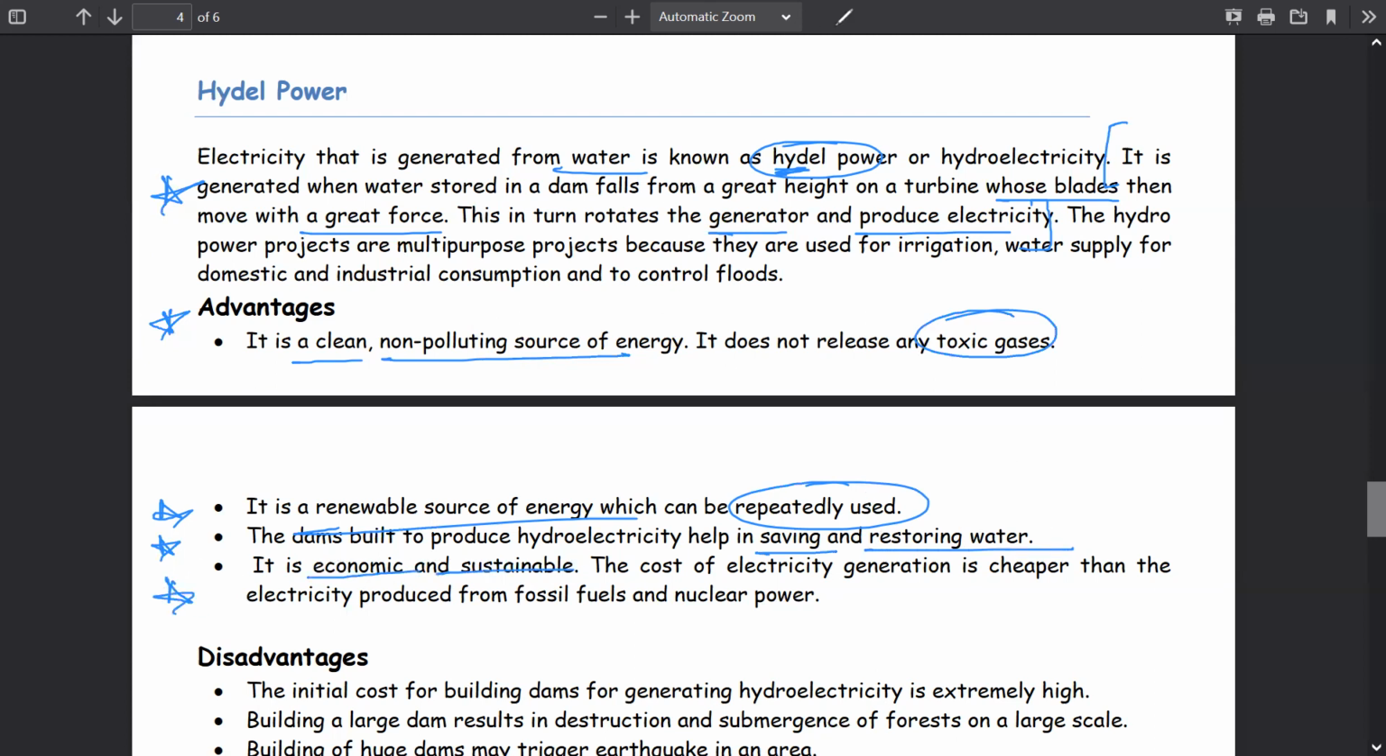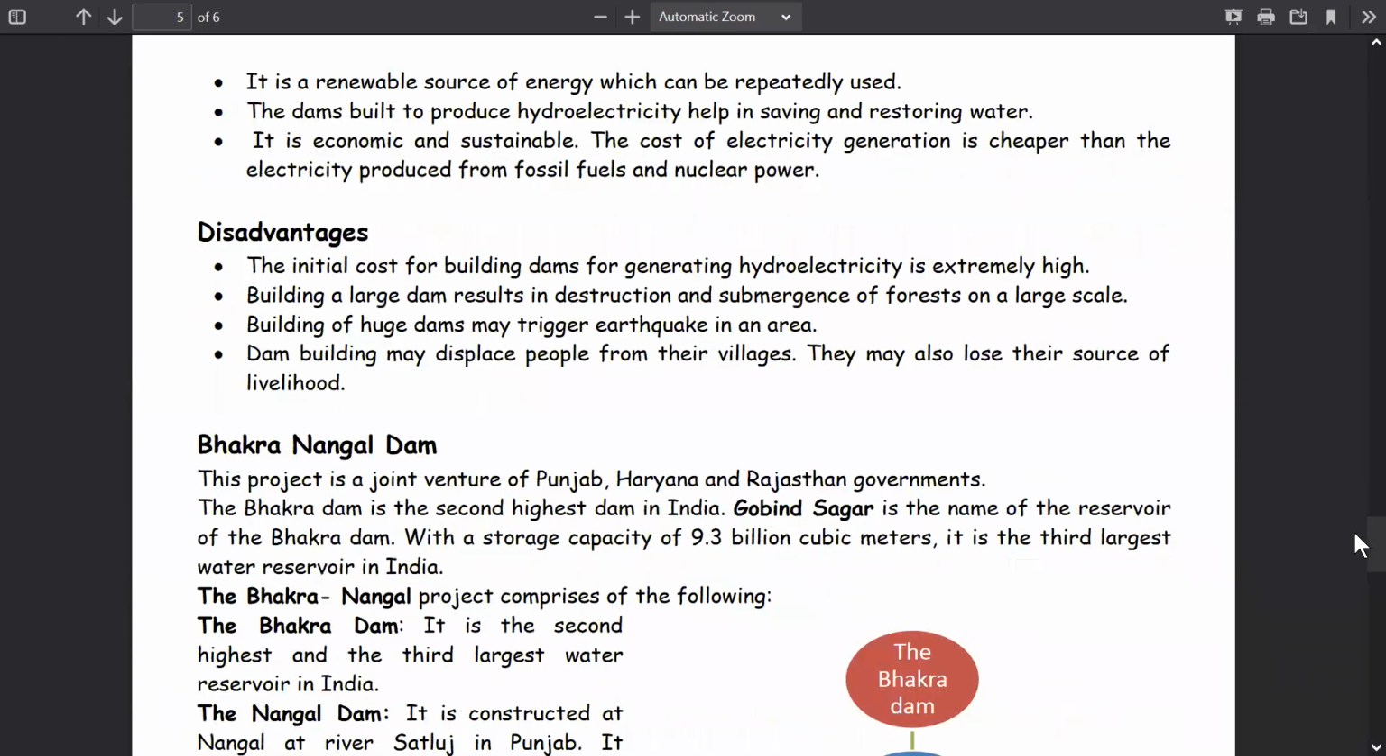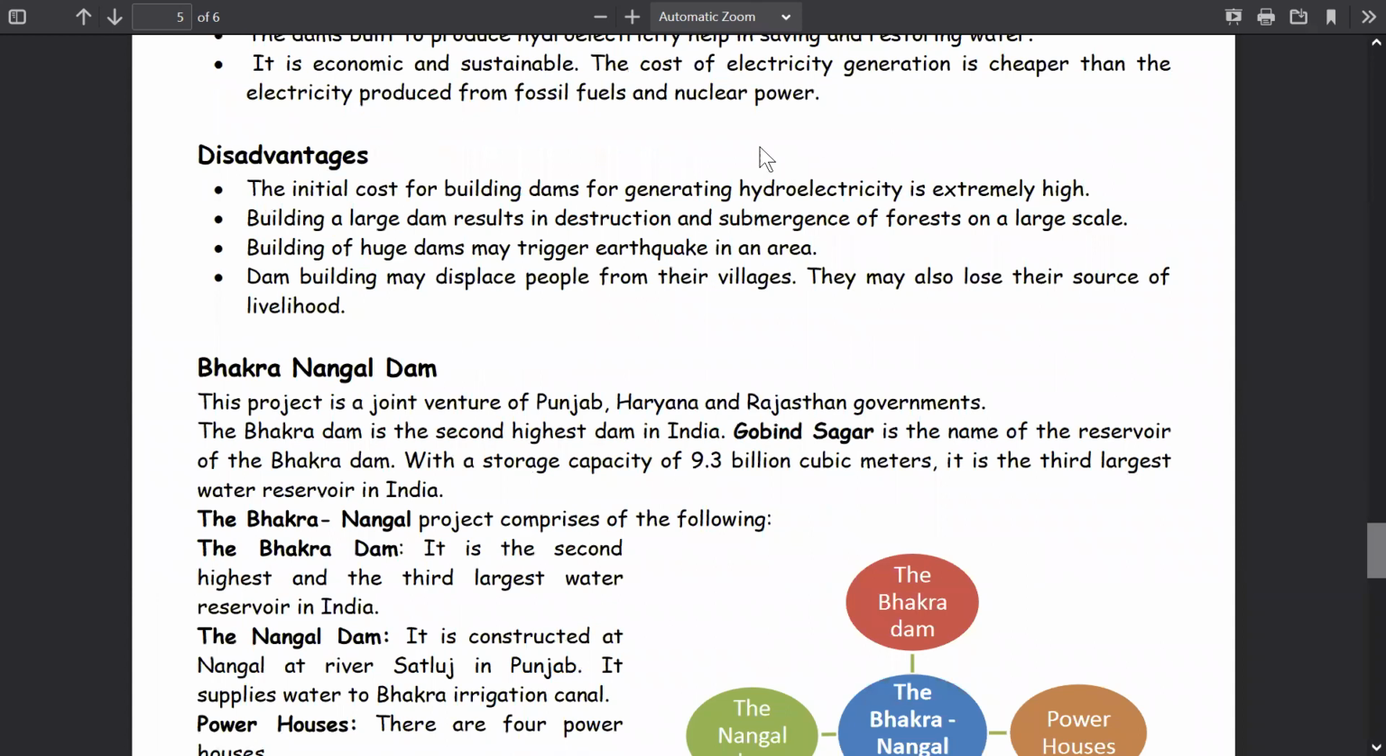Okay, let's move on to the disadvantages of Hydel power. Now, the disadvantages are: the initial cost of building dams for generating high hydroelectricity is extremely high. Building a large dam results in destruction and submergence of forests on a large scale, and also the underground table. Building of huge dams may trigger earthquakes in areas.